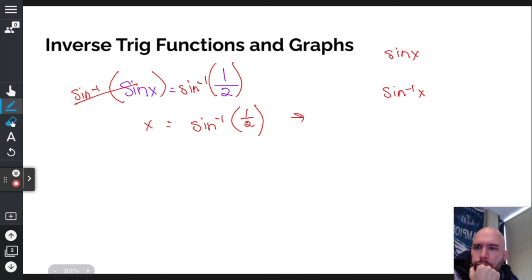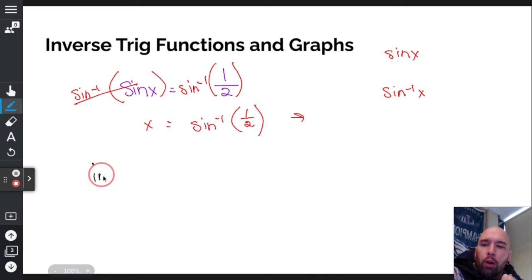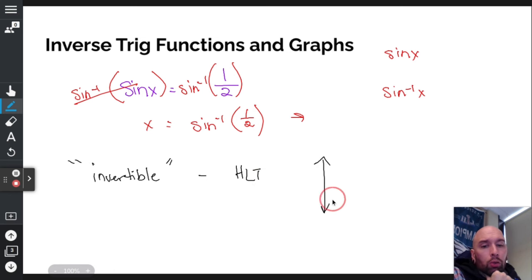Now, one other word is the word invertible. Not to be confused with convertible. Invertible means, can you take the inverse of something? And what you use is what's called a horizontal line test. Now, you're used to the vertical line test. The vertical line test is used if I give you a picture that looks like this, right?